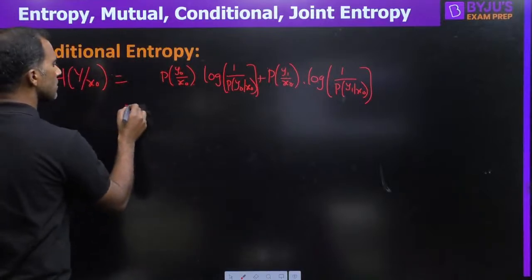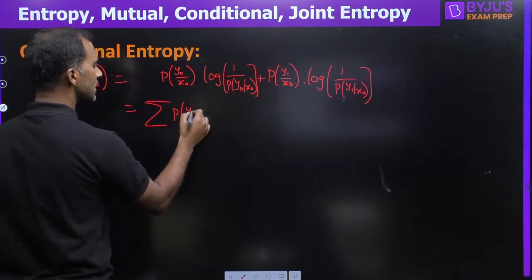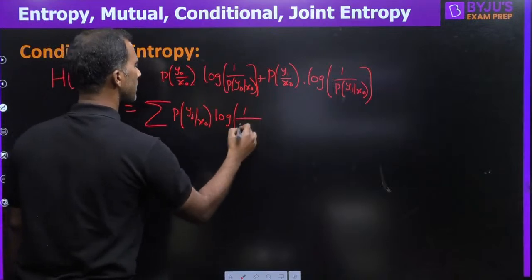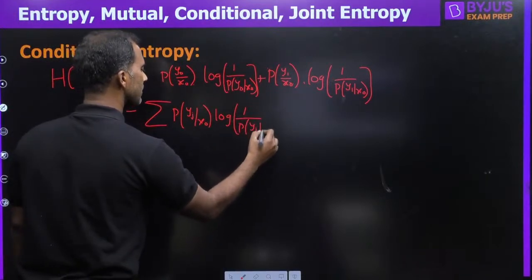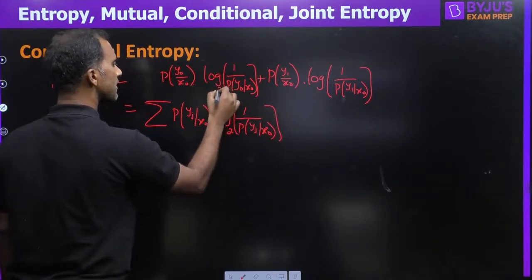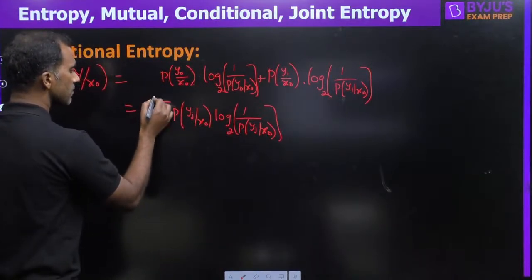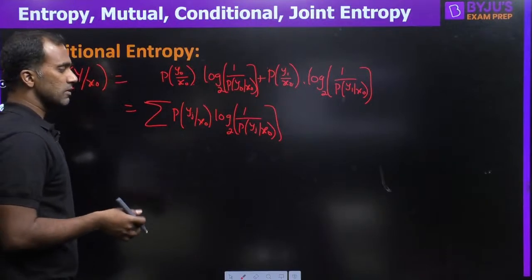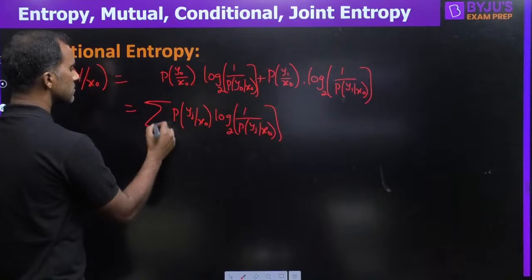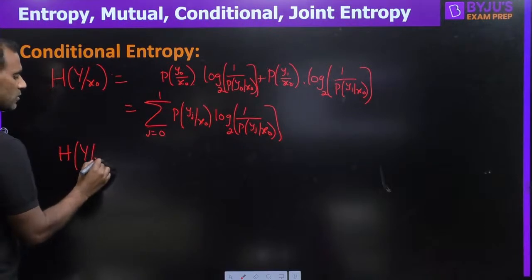Very simple. Which is equal to, in a simplistic manner, if you want to write, we can write as P of Yj given x naught into logarithm of 1 by P of Yj given x naught. Log to the base 2. Even if I missed writing the log base, you can understand that it should be base 2. In all this information calculation, we use only base 2 because we measure information in bits, where j runs from 0 to 1.